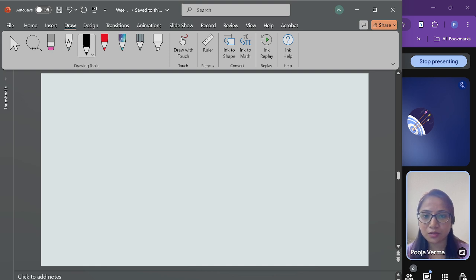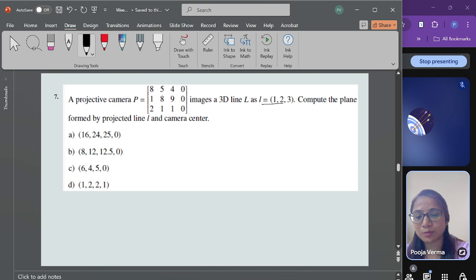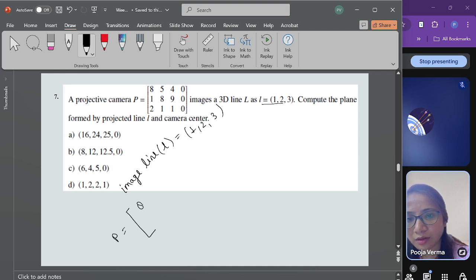Camera center, I think the next question is also based on that. So here only these options are given. The image line L is given as 1, 2 and 3, and the projective camera, that is the projection matrix, is also given: 8, 5, 4, 0, 1, 8, 9, 0, 2, 1, 1, 0. So compute back the plane formed by the projected line L.